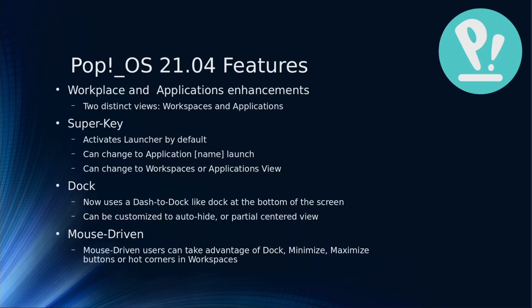Also, for mouse-driven users, those of you who prefer to use just your mouse, you can take advantage of the dock, and there are minimize and maximize buttons. The minimize is on by default, the maximize is not, but you can go into your settings and configure those the way that you want them. Also, the hot corners I think are disabled by default as well, but you can turn that on. So if you fling the mouse cursor to the corners, then you can have it perform certain tasks depending upon how you have it set up in your settings.